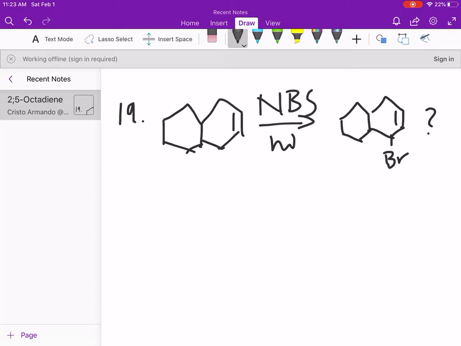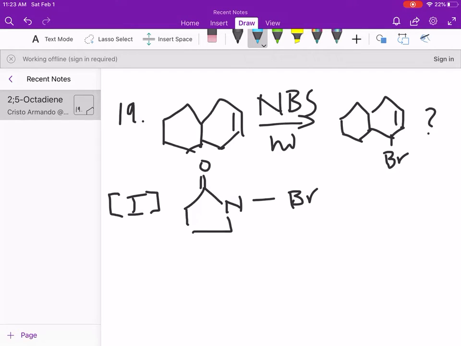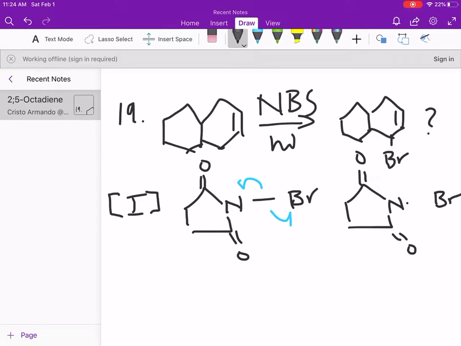So we know that initiation is going to occur first. Initiation is going to involve NBS. So NBS looks something like this. It has the bromine right here, and it's going to undergo homolytic cleavage. Half arrow right here, half arrow right here. You're going to be left with a radical on a nitrogen. Oops, I forgot to draw the oxygen right here. And then bromine with a radical on it.